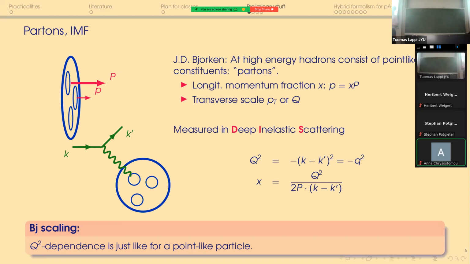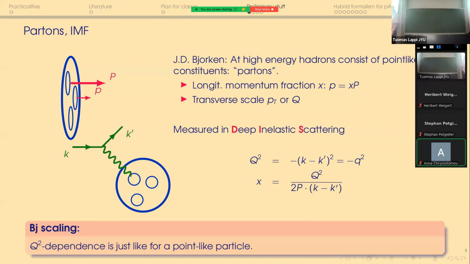This is a perfectly Lorentz invariant quantity, but I think it's useful to think of this Q squared as a transverse momentum, at least in small x physics. It's useful to think of this virtual photon as having only a transverse momentum of this size and no longitudinal momentum and zero frequency. Or actually a longitudinal momentum and a frequency, but in such a way that the virtuality is just given by this transverse momentum. And then you can also reconstruct x.